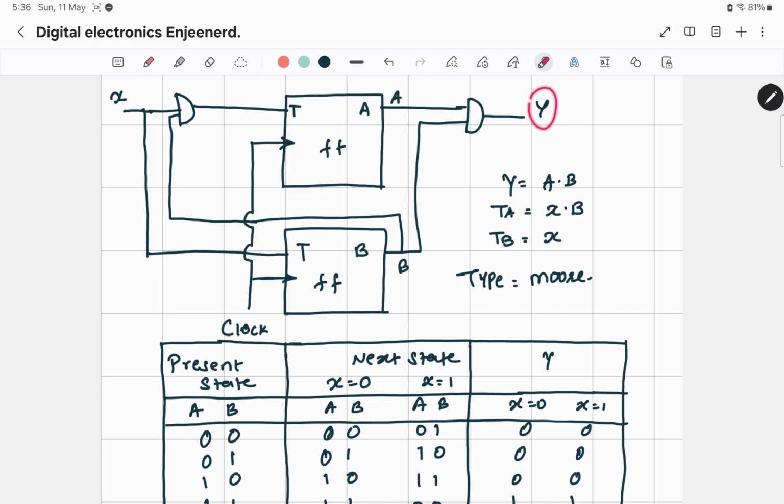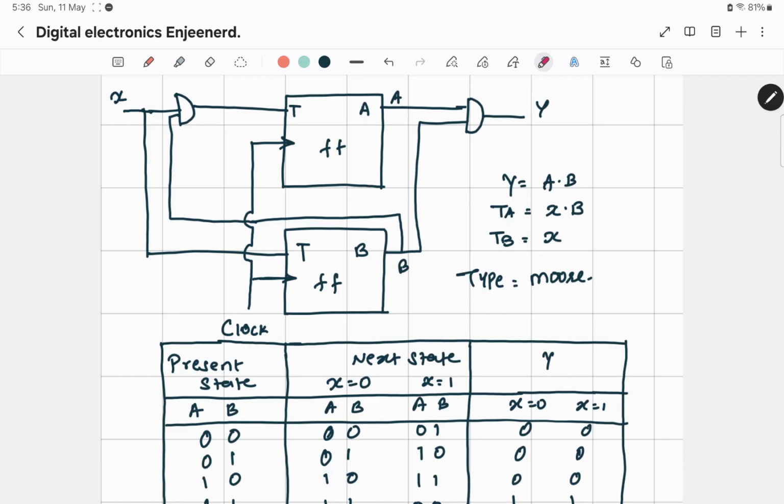So I'll write down the equations of the output and the flip-flops TA and TB. What is my TA? TA is X, and into this X I have my B coming in the AND gate. So this is X into B. What is my TB? The input at the B flip-flop is directly X, nothing else. So first write down all three equations. Since these are two flip-flops, I have only two equations. Had we had TC, one more flip-flop, one more equation would have come.